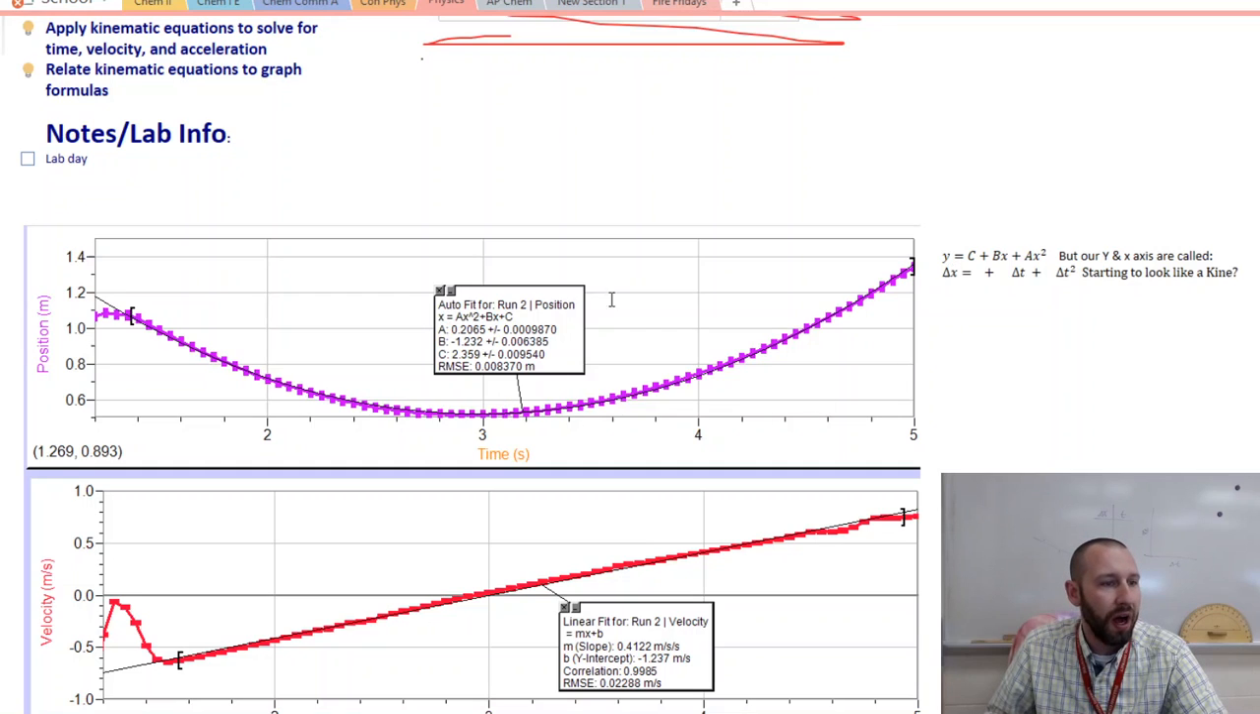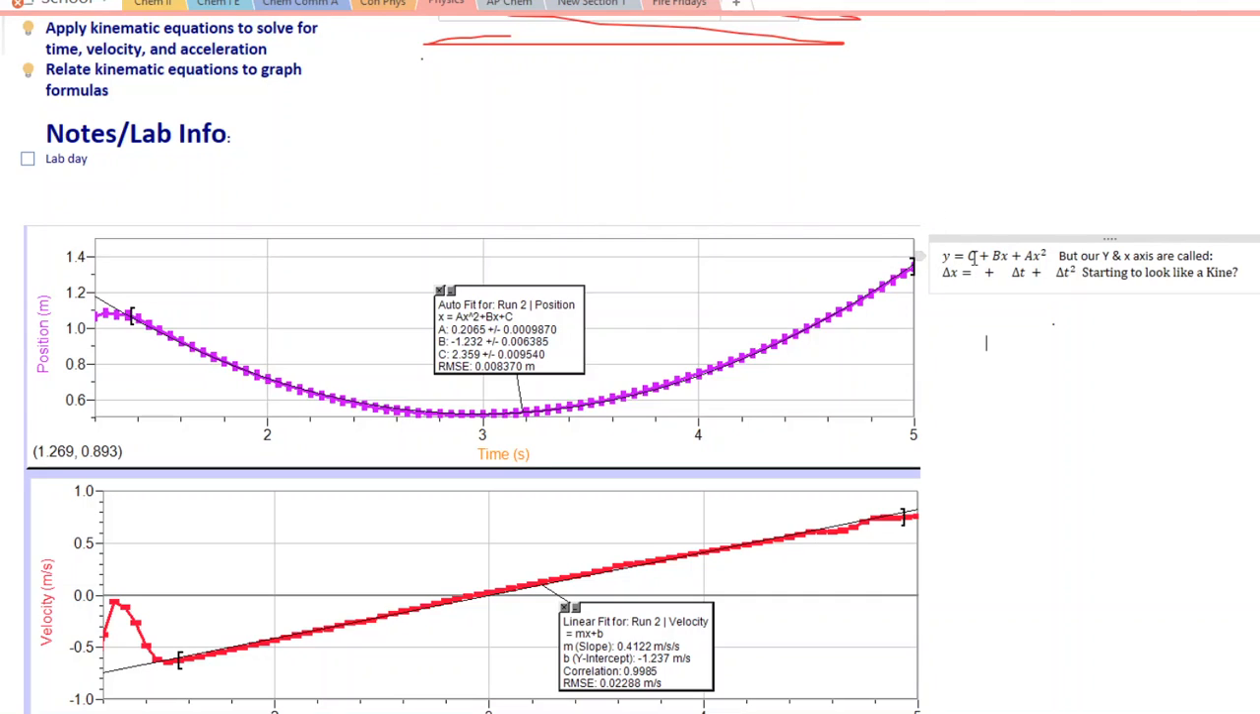Because our y for our quadratic, our y-axis in this case, is position, which we call delta x. So you'll see it right here is delta x. We don't really care where it started right now. We don't really care about our c at this moment, all right? But essentially it's kind of like where we start. It's similar to a y-intercept idea, okay?